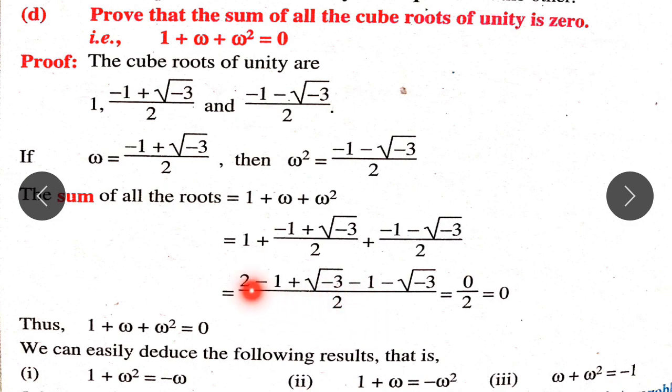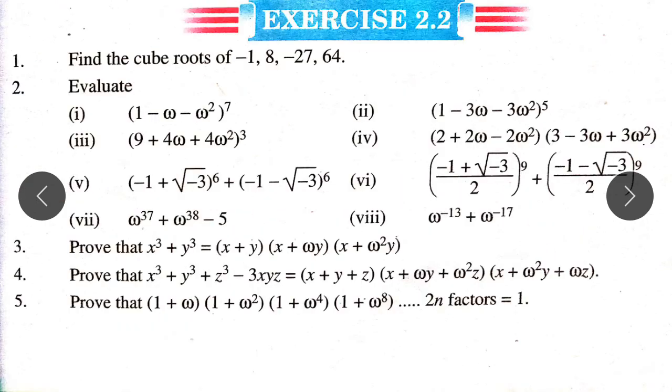2 is taken as LCM, so here we have 2 and this is written as it is. This is minus root 3, this has been cancelled, minus 2 plus 2 will result in 0. 0 divided by 2 will result in 0. So hence the sum of the cube roots of unity is equal to 0. Using all these properties, we will be given some expressions in exercise 2.2, which we have to evaluate, solve or prove, and it will be done in our next session.